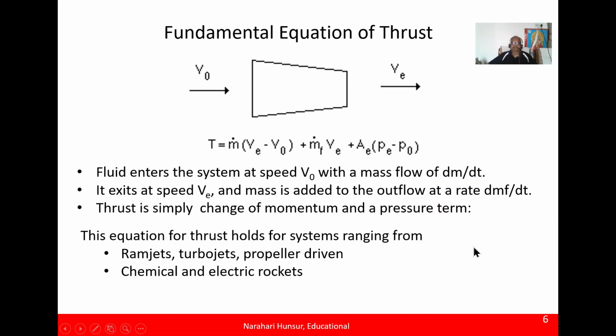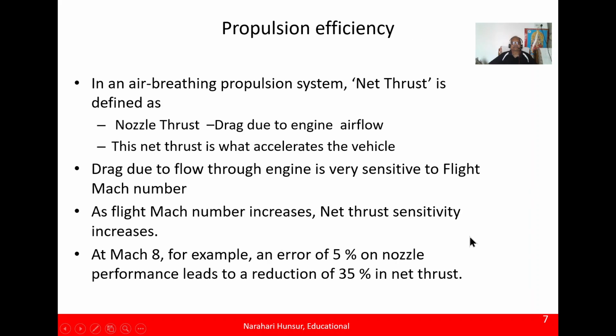If you look at the fundamental equation of thrust, which is applicable to all types of propulsion systems, ramjets, turbojets, propeller-driven, chemical, electric, what you see here is that fluid enters the system at a velocity v naught with a mass flow rate dm by dt, exits at a velocity ve, and mass is added to the outflow at a rate dmf, mf meaning fuel mass flow rate. Thrust is simply the change of momentum plus a pressure term. As I said earlier, this holds for all propulsion systems.